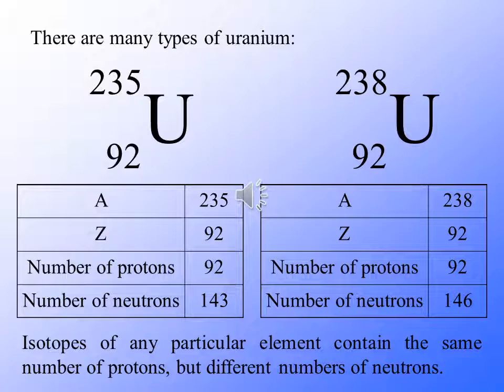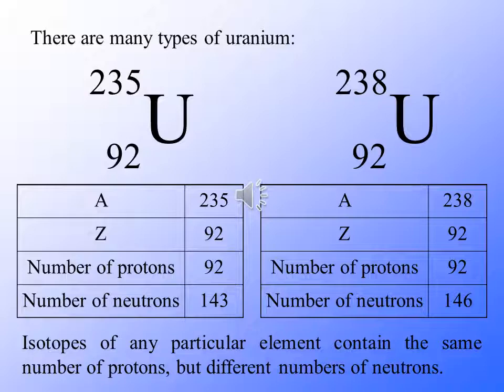To determine the number of neutrons, we get the difference between the mass number and the number of protons. In the first uranium, 235 minus 92, we end up getting 143, which is the number of neutrons. In the second uranium, the difference between 238 and 92, we end up getting 146, which represents the number of neutrons. In this case, we can see that the two uraniums have different numbers of neutrons. This is referred to as isotopes.